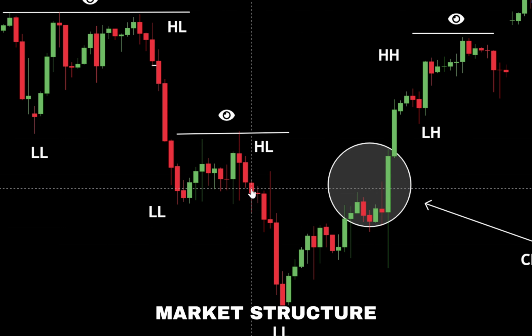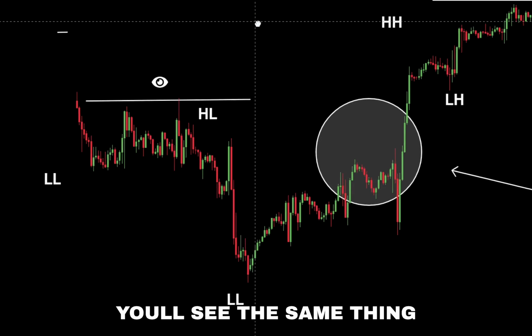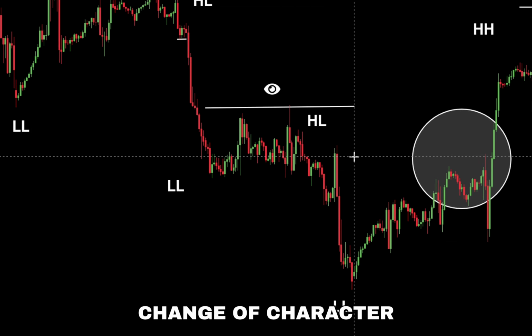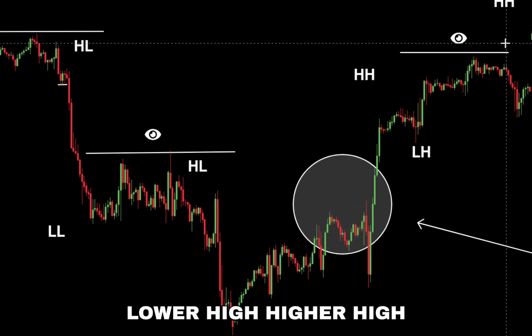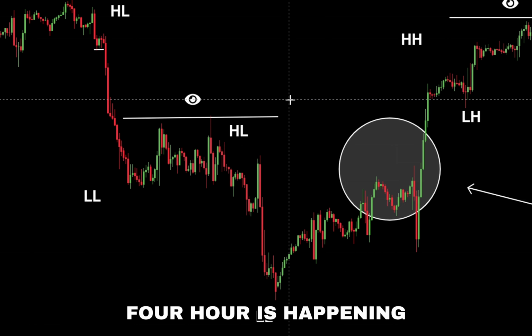This type of market structure doesn't exist on just one time frame, but on multiple time frames, because price is the same on multiple time frames. If we go down to the 1 hour, you'll see the same thing. Price creates a lower low, a lower low, a lower low, change of character, higher high, lower high, higher high, lower high, higher high. The same thing that was happening on the 4 hour is happening the same way on the 1 hour. You can mark out these areas the same way when you want to know what direction price would most likely go into.